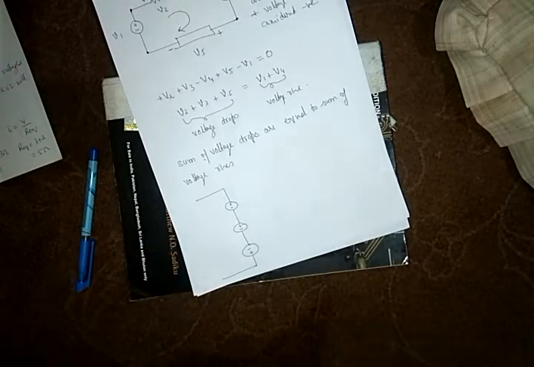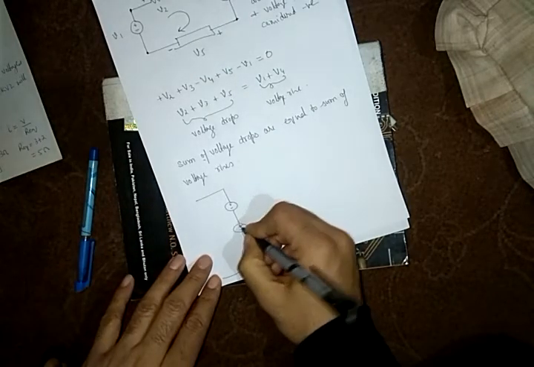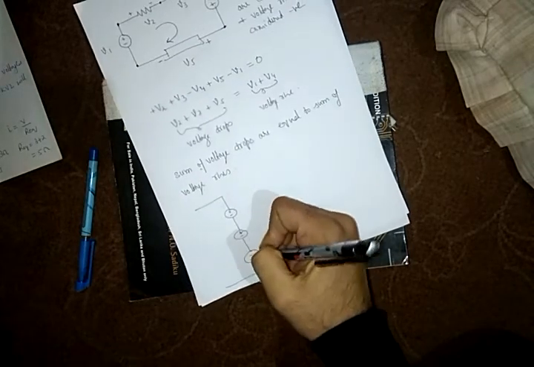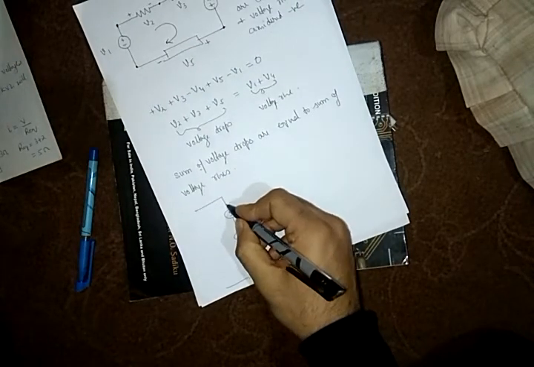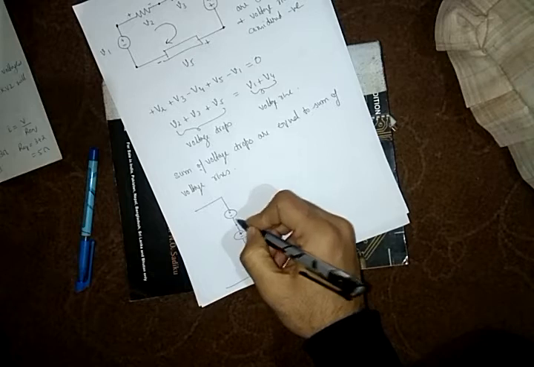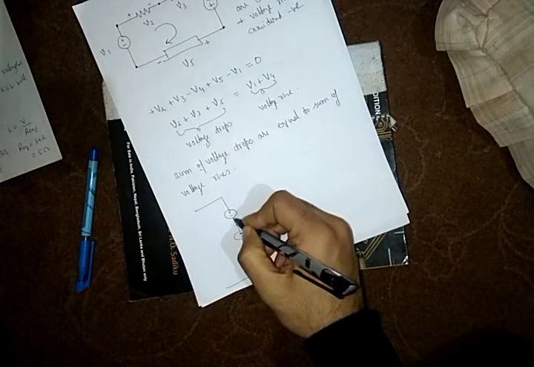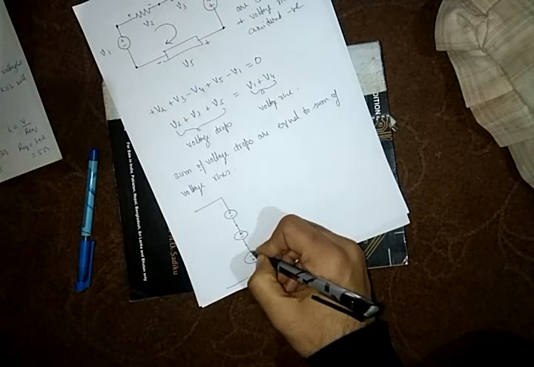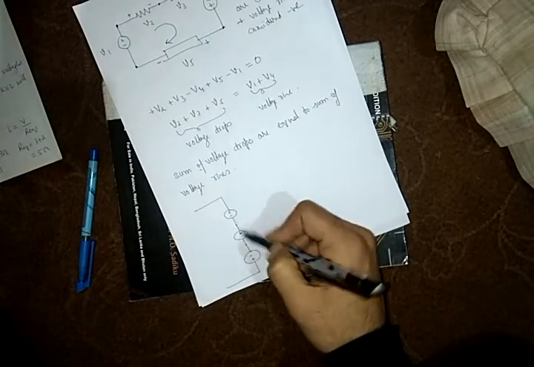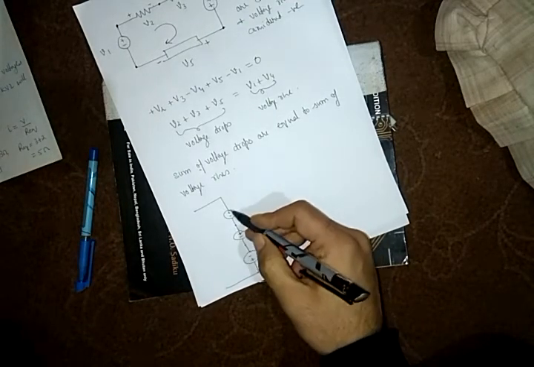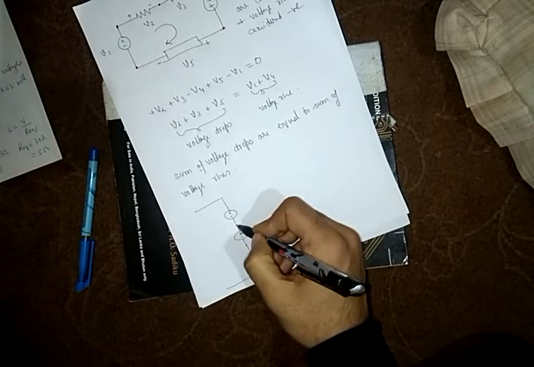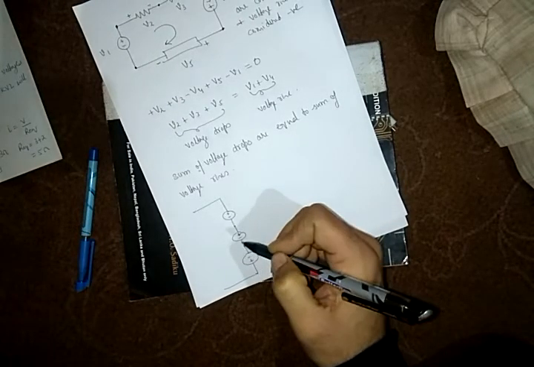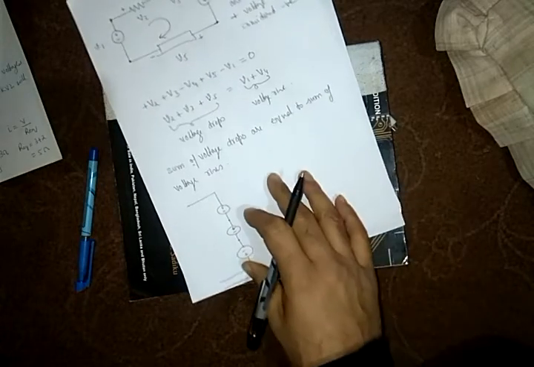Here, they are connected in series because the same current is flowing across them. They both are connected to a single node. So I am saying that they are connected in series, because this and this have a single node in common, and this and this have a single node in common, and the same current is flowing through them. That is why they are connected in series.